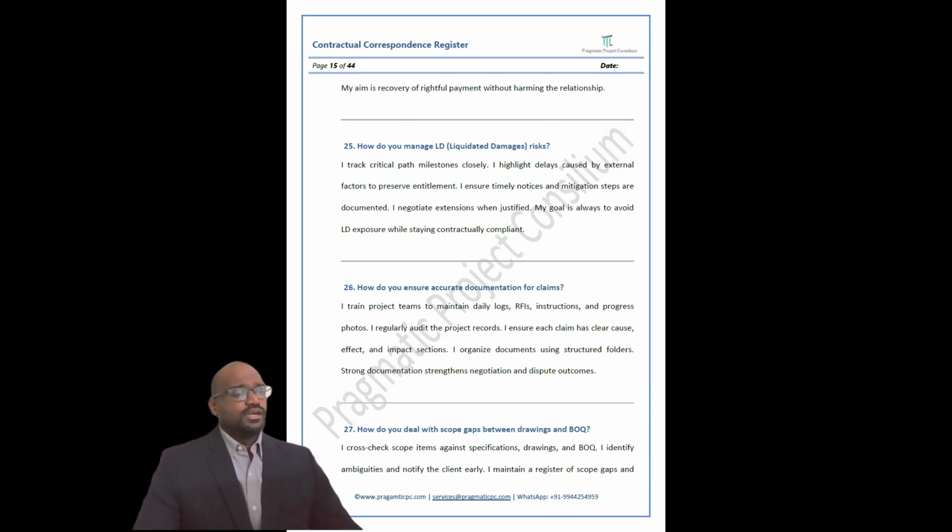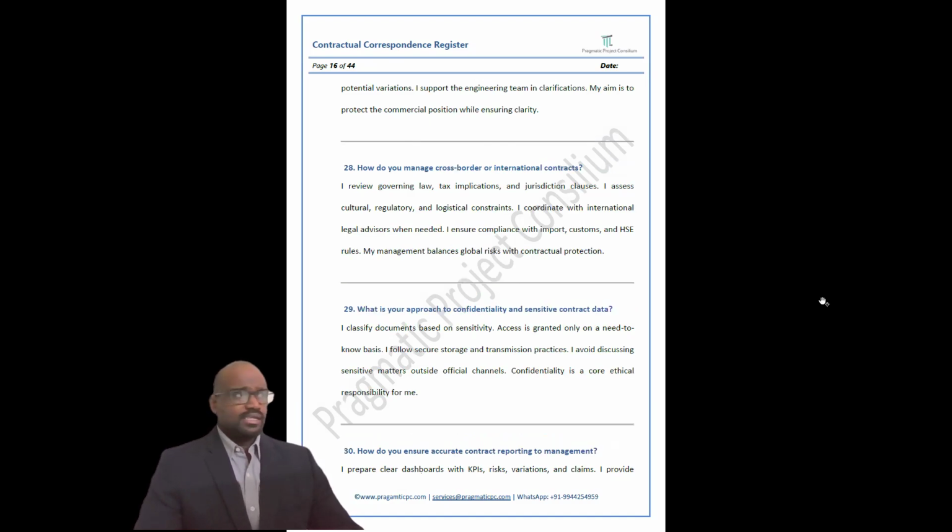So how do you deal with scope gaps between drawings and BOQs? This is a very, very common issue we face always. So I cross-check the scope items against the specifications, drawings and the BOQs. We have to see the order of precedence, which document has to be taken in priority. There is already a list in the contract, so I will make use of that. I will understand which two clauses have the contradictions and which is the priority.